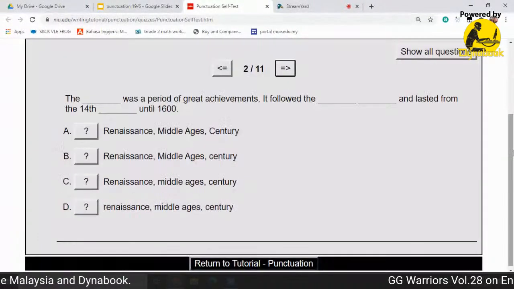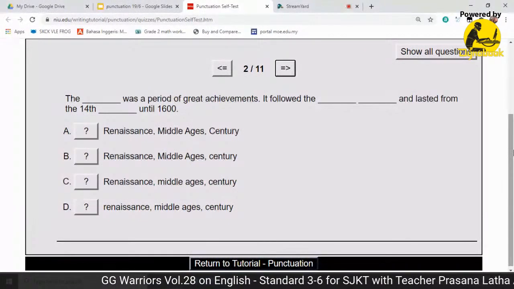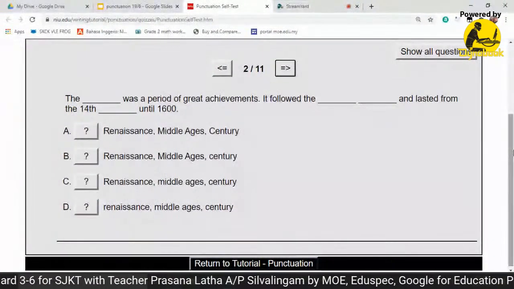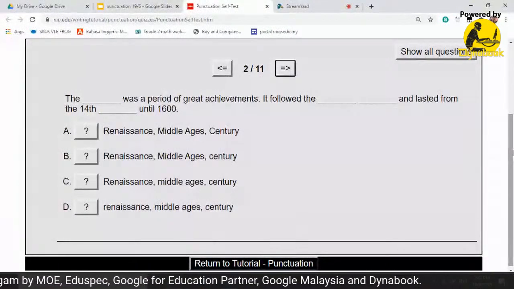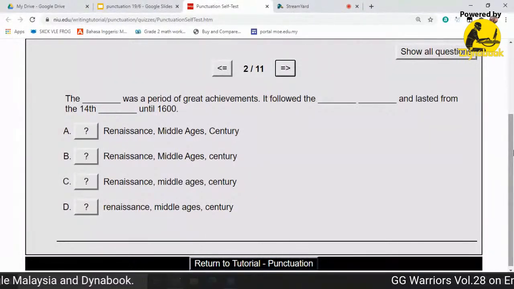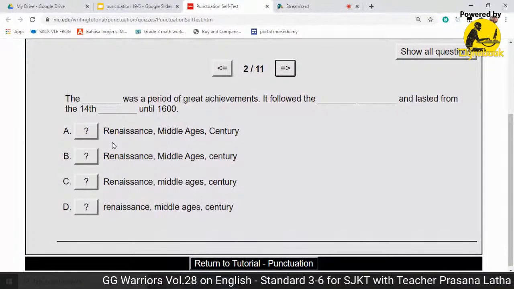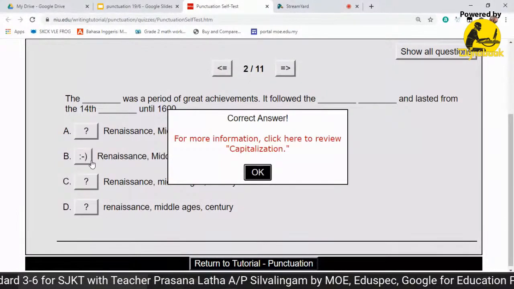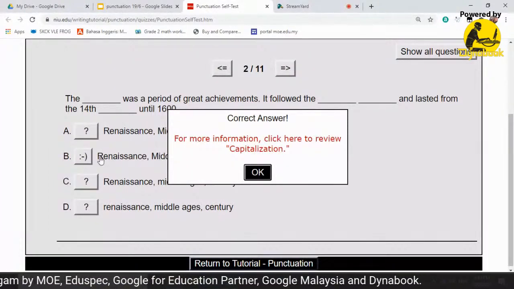Okay, what would the answer be? The dash was a period of great achievements. It followed the dash and lasted from the 14th dash until 16,000. What would the answer be? Okay, some of you are giving the answer as B. Correct answer. Okay, you can give yourself a clap. Let's move on to the next question.